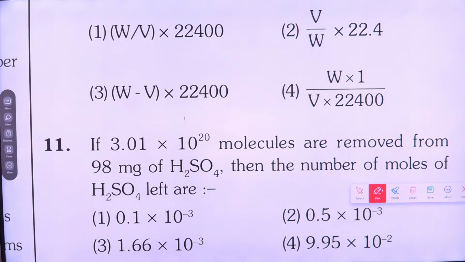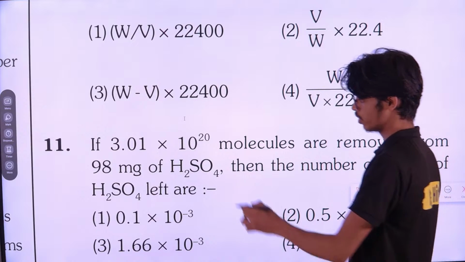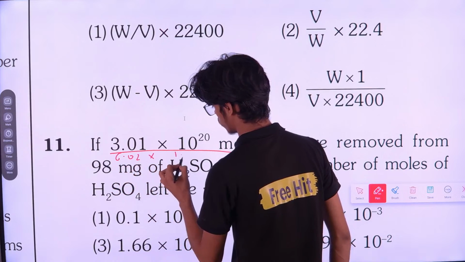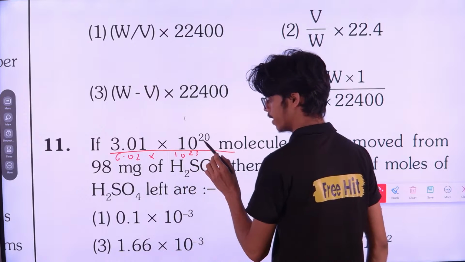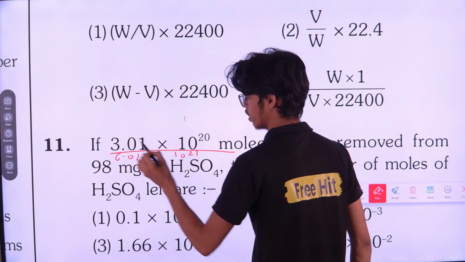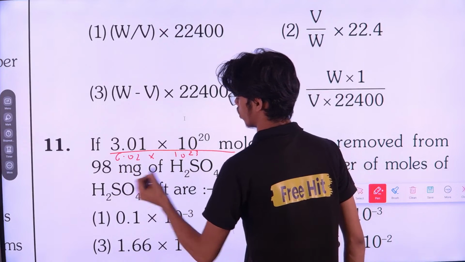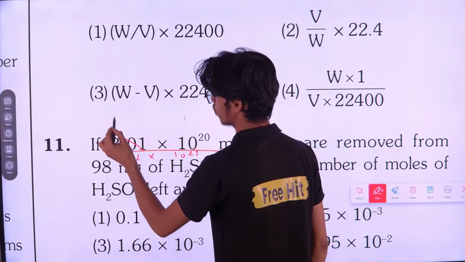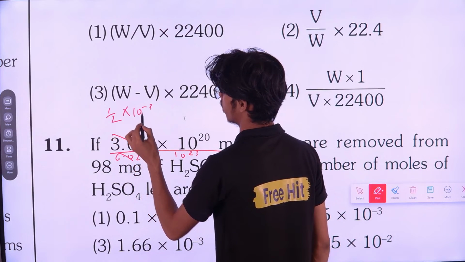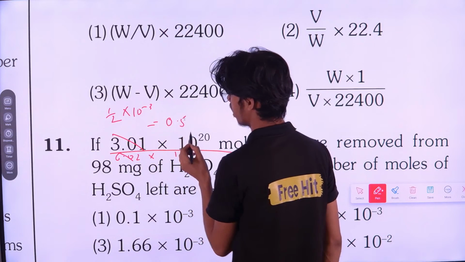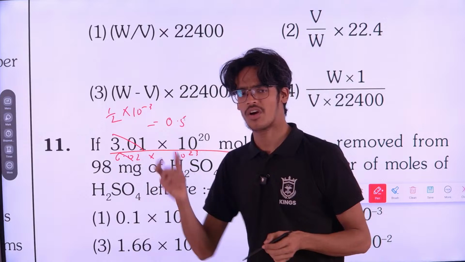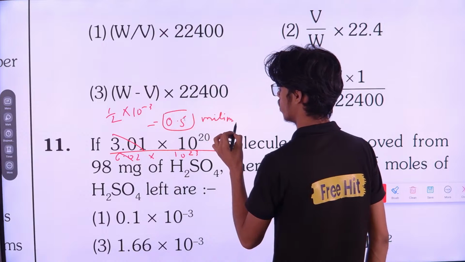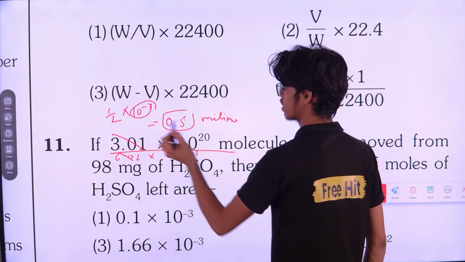Okay, so question number 11th, right? Let's do it. 3.01 into 10 to the power 20 divided by 6.02 into 10 to the power 23, right? So 10 to the power 20, 10 to the power 23, given number of molecules upon total molecules, sorry, the value of Na. Now, this is 1 by 2 into 10 to the power minus 3. Got it? It means 0.5 into 10 to the power minus 3. Remove it and call it millimoles. That's it. It means 0.5 millimoles. What is milli? 10 to the power minus 3. Instead of writing this, I write millimoles.